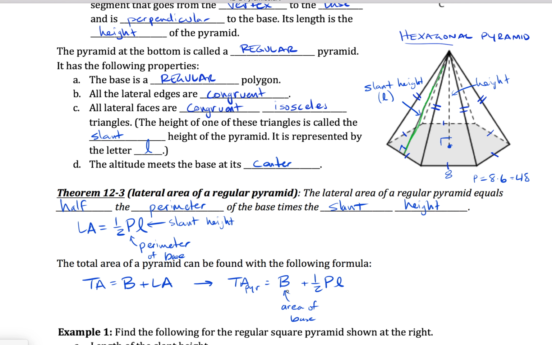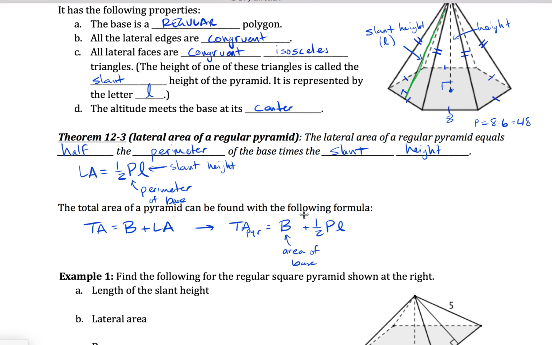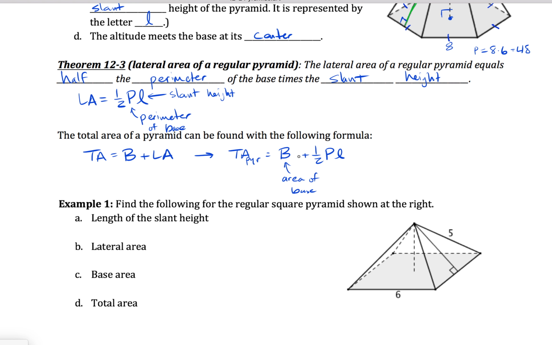So that capital B is calculating the area of the base, whatever shape it is, plus 1/2 perimeter of the base times the slant height. So let's put that formula to work right here.